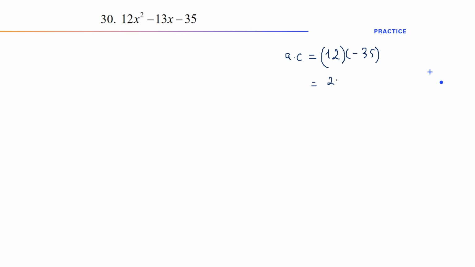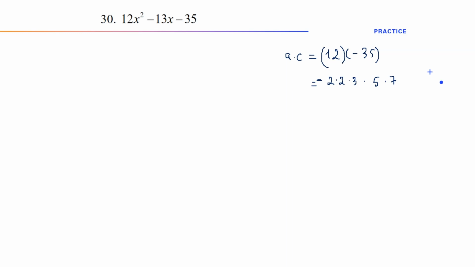So 12 will be equal to 2 times 2 times 3. 2 times 2 is 4 times 3 is 12. And then I have the negative in the front. Now 35 is 5 times 7. I always use prime numbers to break down all of the numbers. And we know that multiplication is commutative for all the factors it has.